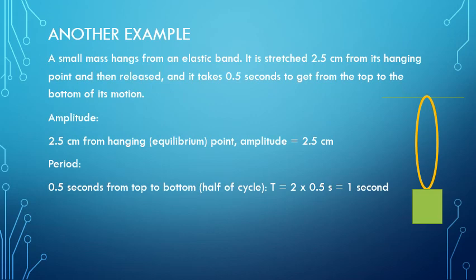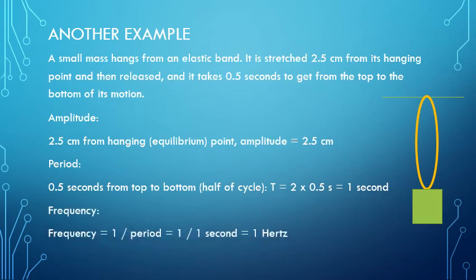Then to find frequency, I'm going to use the same formula I used before. 1 divided by period. So I take 1 divided by 1 second, and 1 divided by 1, that's not hard math, that's just 1, and the units are hertz, or 1 cycle per second. So look at some examples, see if you can find out which ones are simple harmonic motion or not, and see based on the description whether you can find the amplitude, the period, and the frequency of different objects that are moving in simple harmonic motion.